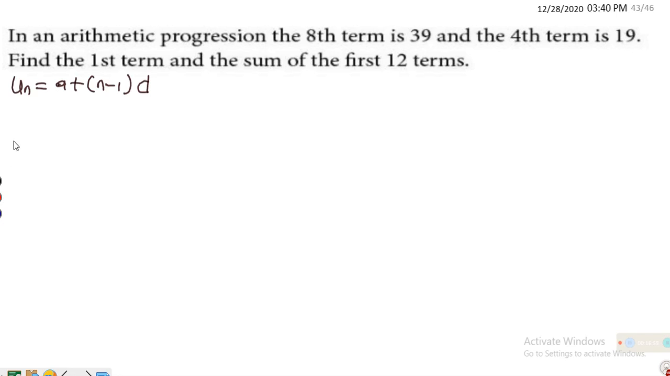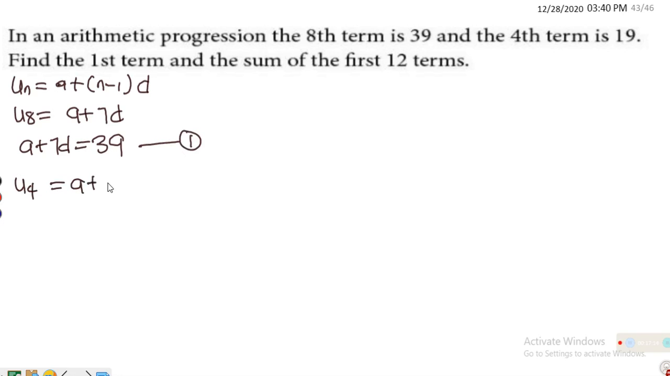Okay, so we have then the 8th term. u8 equals a plus 7d, and that a plus 7d equals 39. Call this equation 1. The 4th term, u4 equals a plus 3d, and that a plus 3d equals 19. Call this equation 2. So before we can do anything, we have to find a and d.